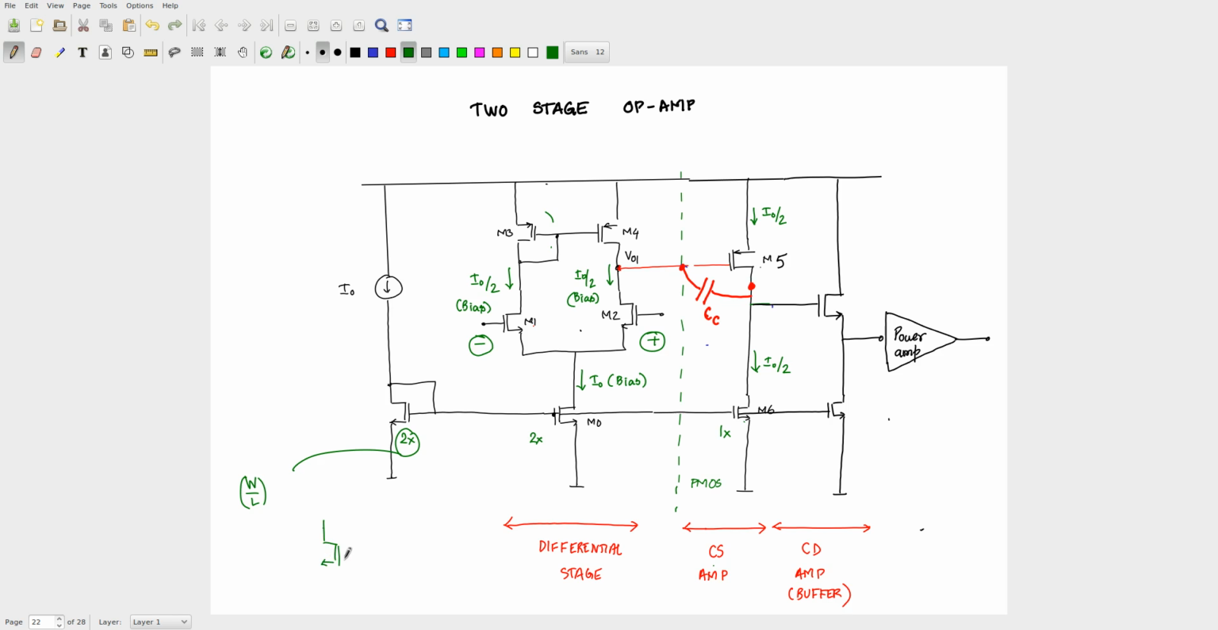and then you will have another transistor, and they are connected in parallel, like that. So this one will be that.